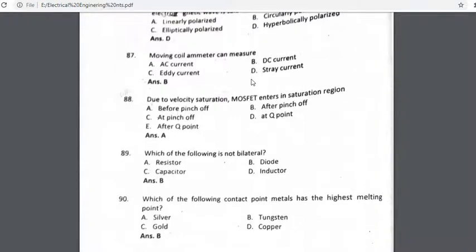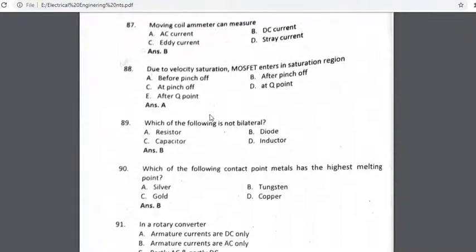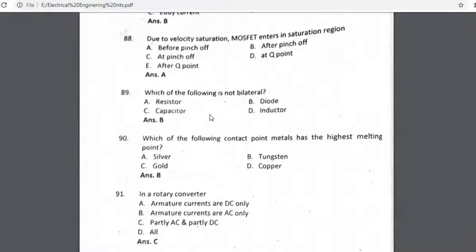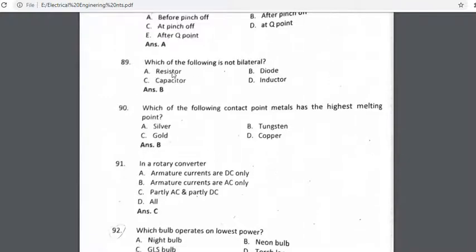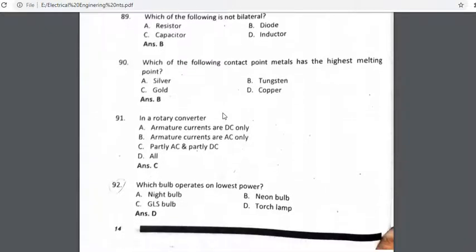Due to the voltage saturation, MOSFET enters into saturation region at what? Before pinch off. Which of the following is not bilateral? So diode is unilateral because it just allows the flow of current in only one direction. Resistance allows the current in both directions as well as capacitor and inductor. Which of the following contact points has the highest melting point? Tungsten has the highest melting point.